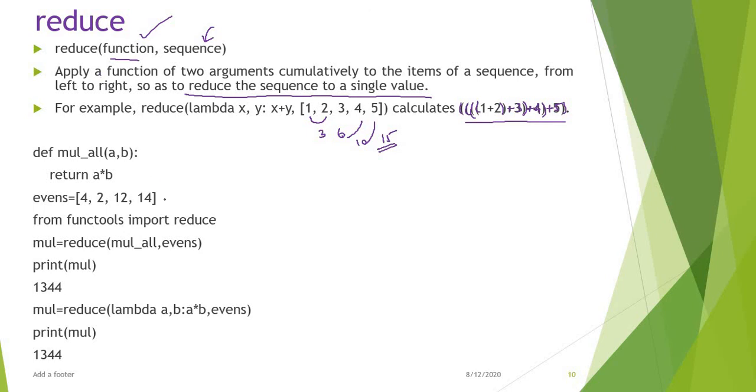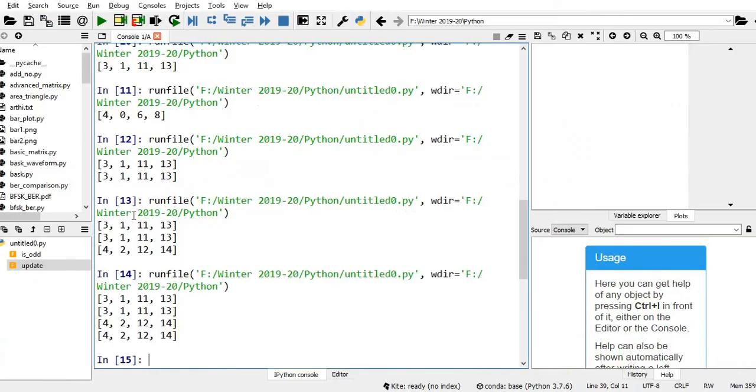For example, let me use this reduce. I have a sequence 4 2 12 14. I want to multiply all. This is even, whatever I got from the earlier map output. I want to multiply all the elements. It's very important that this reduce method is actually defined in functools. So before using reduce, we need to import reduce from functools. So let us try this.